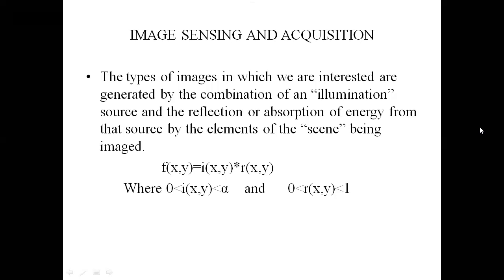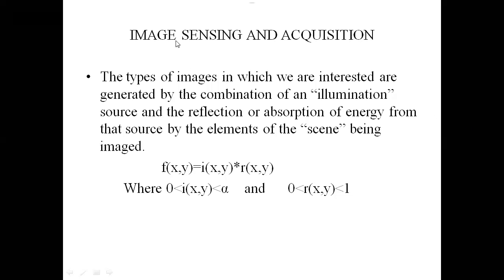So the three quantities are: radiance, the total amount of energy that flows from the light source, measured in watts; luminance, a measure of the amount of energy an observer perceives from the light source, measured in lumens; and brightness, a subjective descriptor of light perception, which is practically impossible to measure. There are no units for brightness.